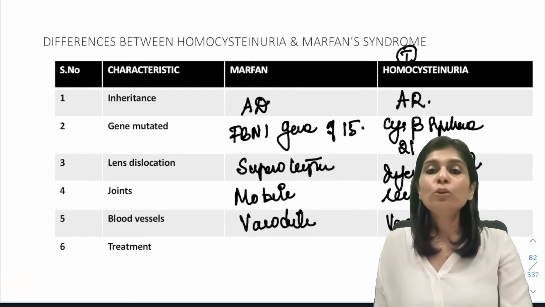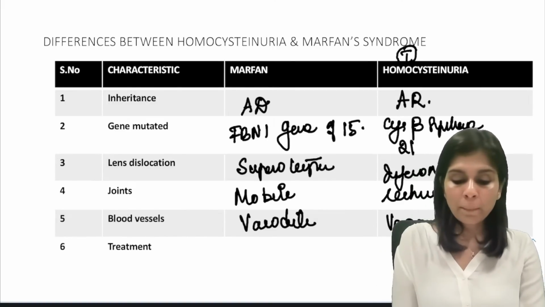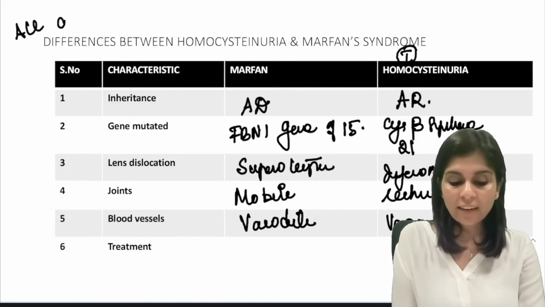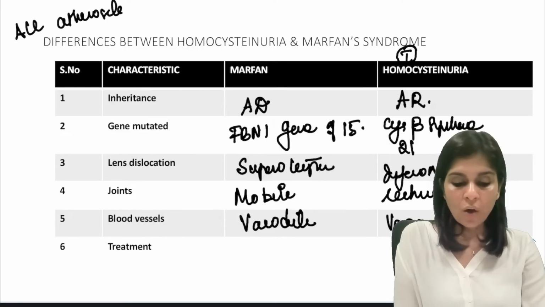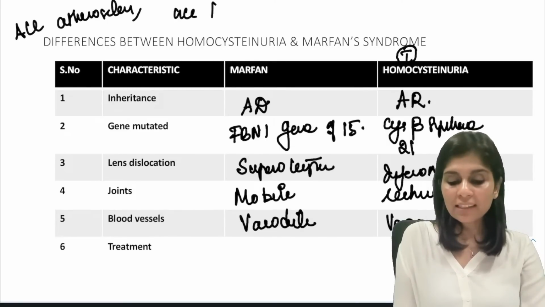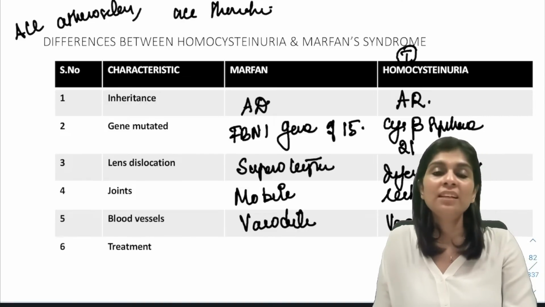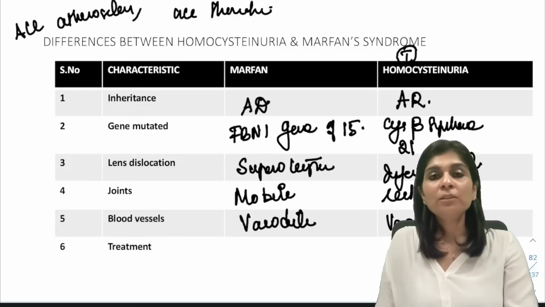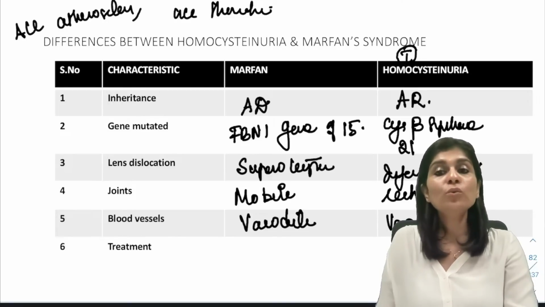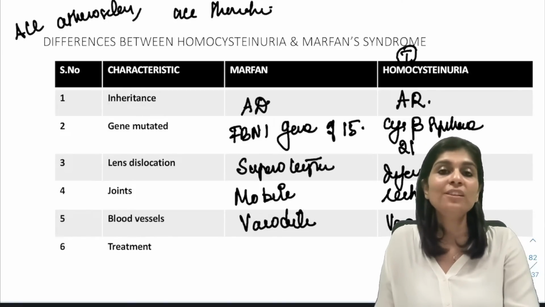When will you suspect homocystinuria? Whenever a patient presents with accelerated atherosclerosis, or whenever a patient presents with accelerated thrombosis. Example, a young patient presenting with MI, or a young patient presenting with stroke. What will you think of? You should think of homocystinuria.